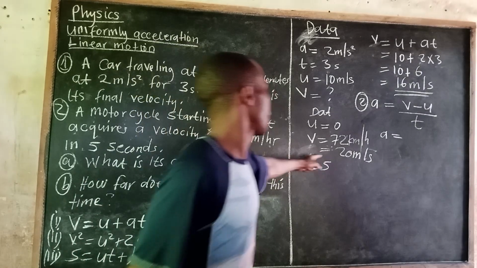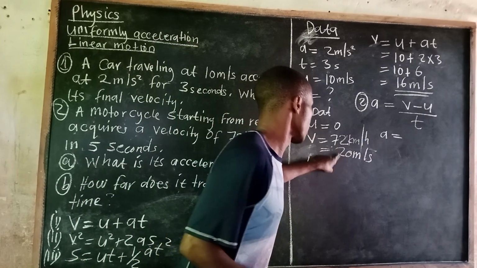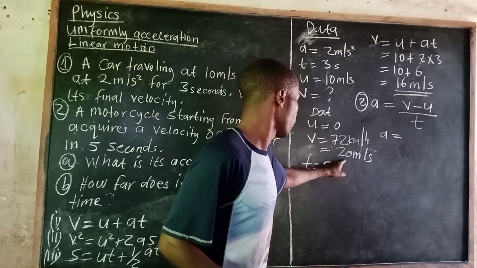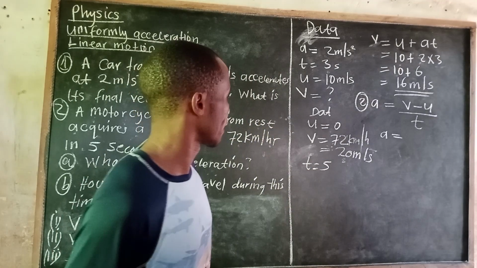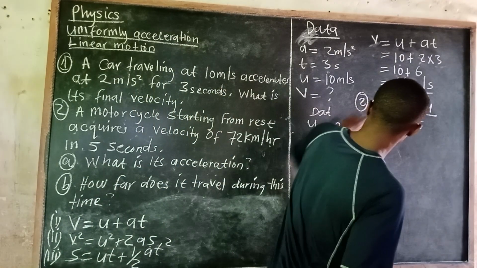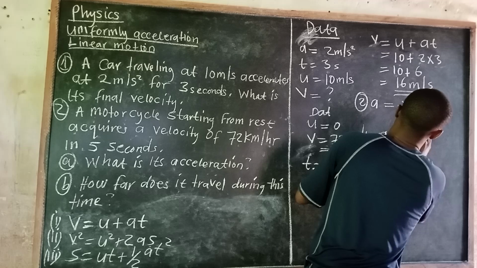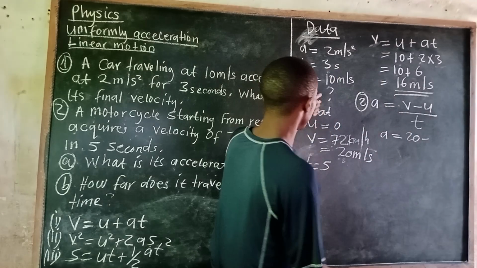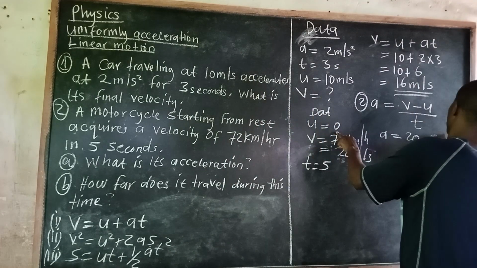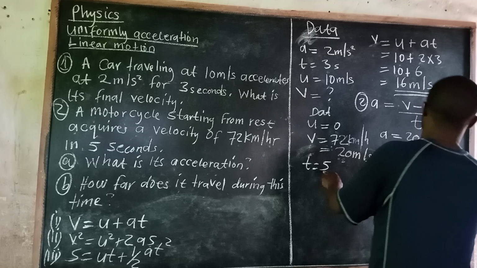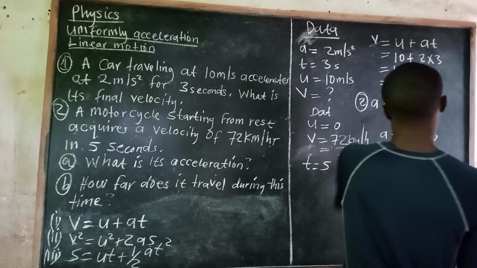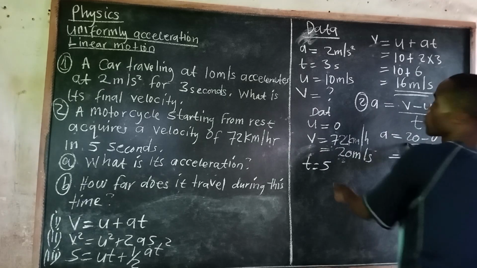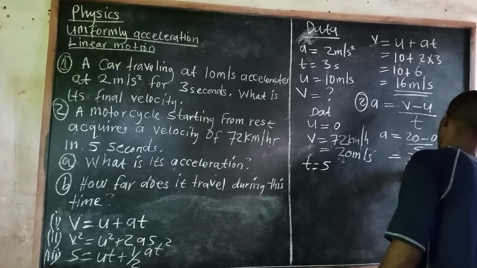This is the 20 meters per second that we are going to use, not the one in kilometers per hour. We have to use the one which is in meters per second. So where there is final velocity, we know it's 20. We say 20 minus initial velocity, which is 0, over time, which is 5. Because 20 minus 0 is 20, over 5.